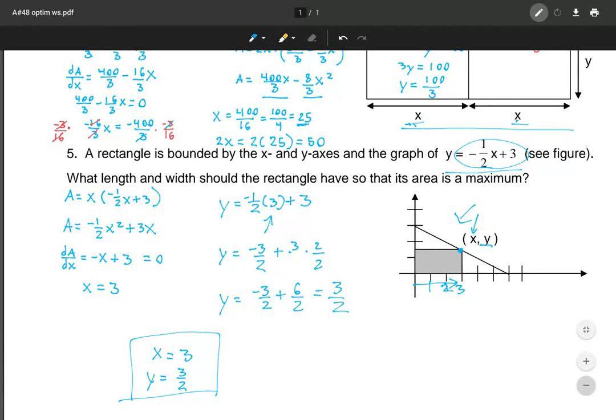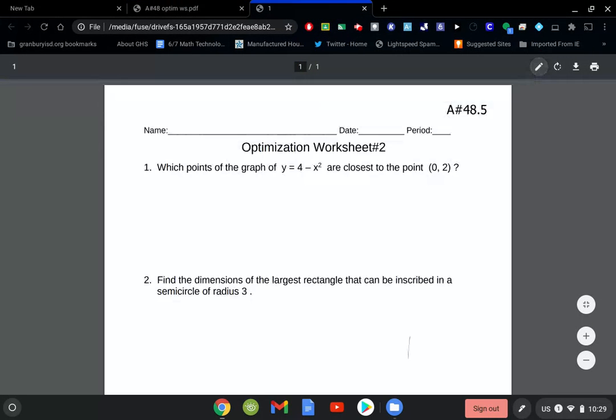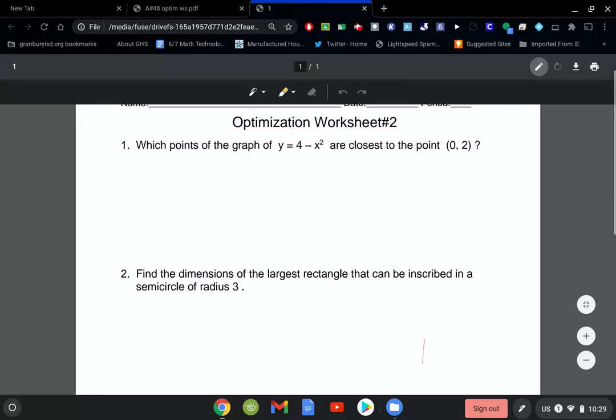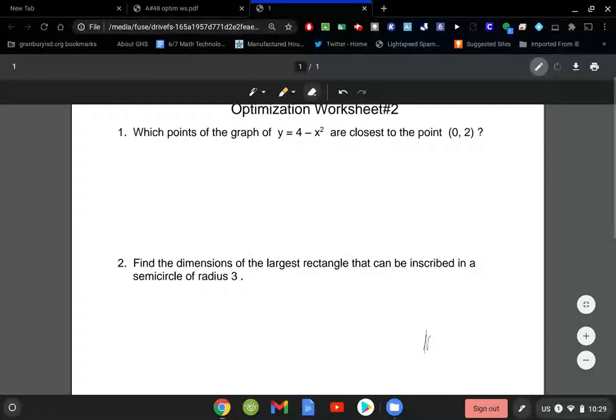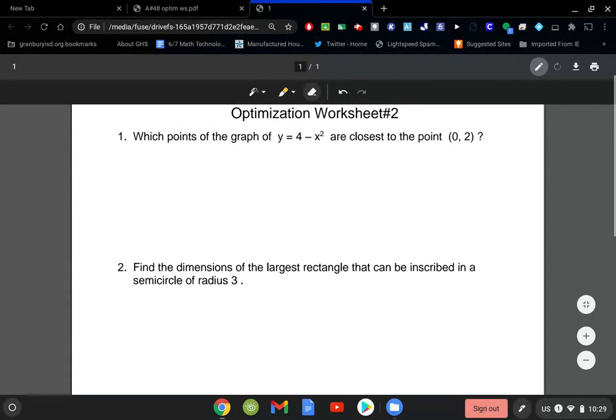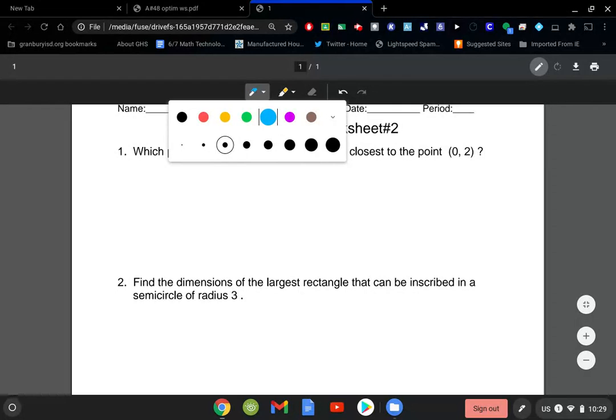Okay, so let's go ahead and just quickly go over to 48.5. See if I have it pulled up here. All right, so let's do 48.5. And I believe I was asked about questions. Okay, I was asked about a question. Let's see. Let me make this a little thicker again. Let's see. 2 and 3. Okay, so question number 2 is basically the same thing as question number 3 on 48.